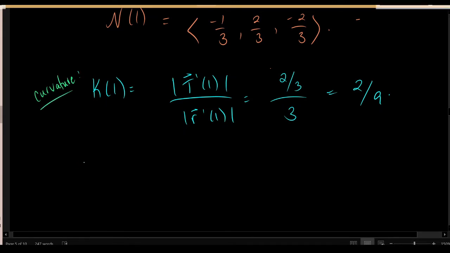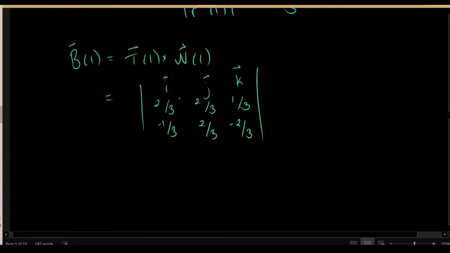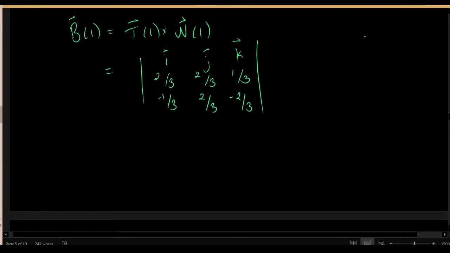For the unit binormal vector, we can cross tangent with normal. So the curvature is equal to 2 over 9 at time t equals 1. I just went upstairs to recover the components of t and n. We have 2, 2, 1 all over 3 for t, negative 1, 2, negative 2 all over 3 for n. So let's go ahead and calculate the x component. 2 times minus 2, negative 4 over 9, minus 2 times 1 over 9.